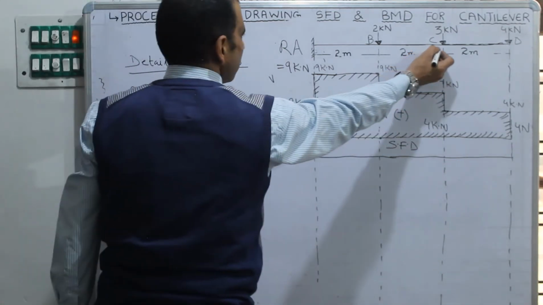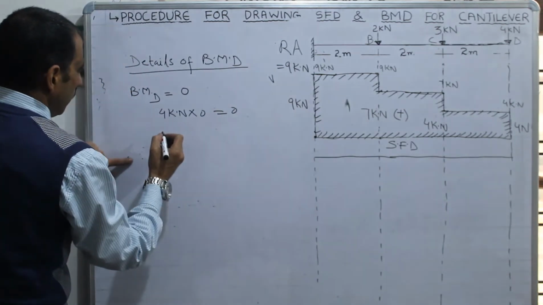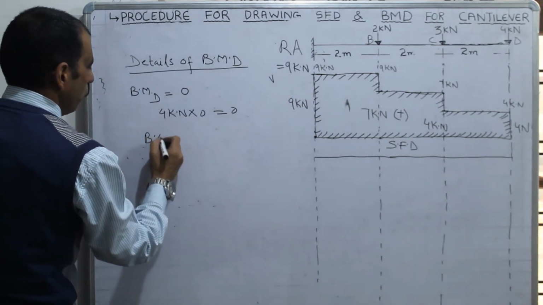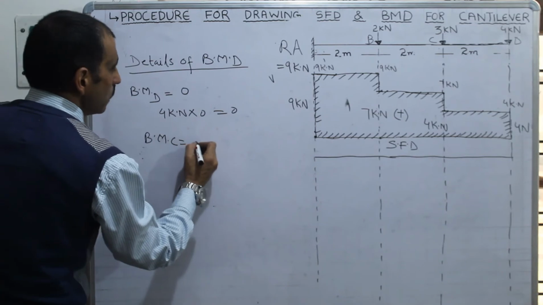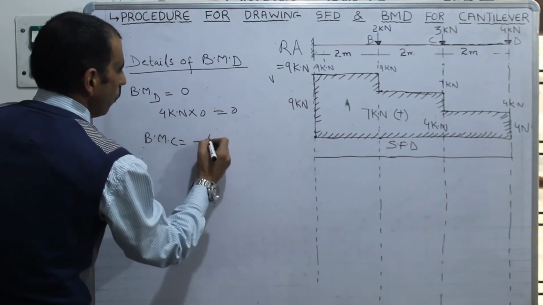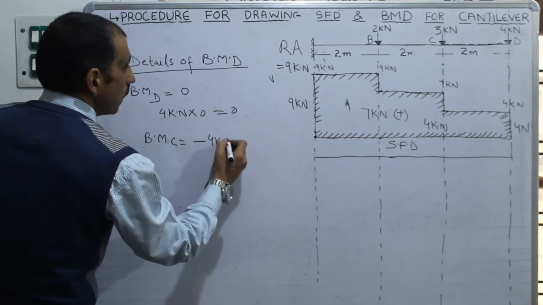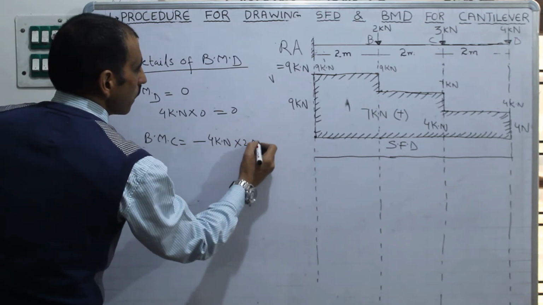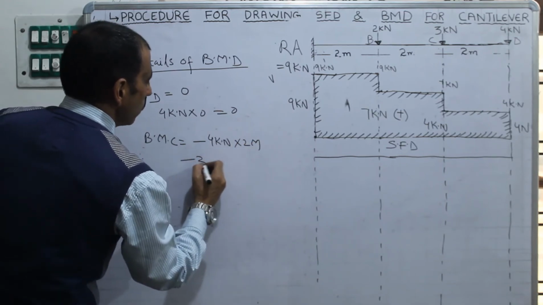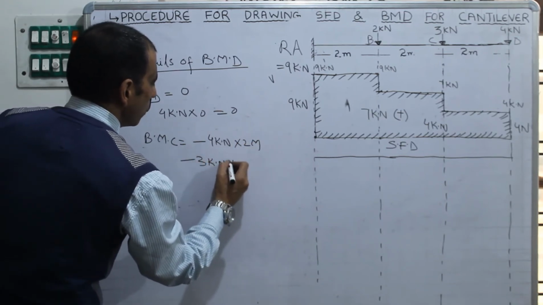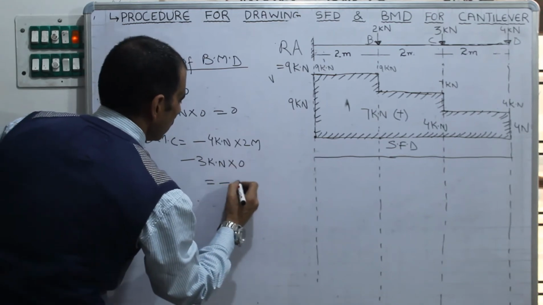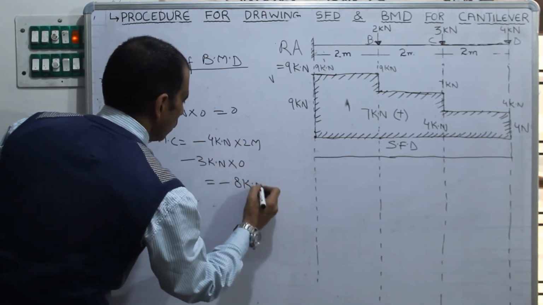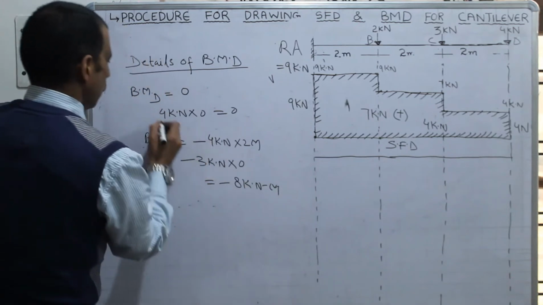Bending moment at C. Bending moment at C, that is minus 4 kilonewton into 2 meter minus 3 kilonewton into 0, it comes minus 8 kilonewton meter. This is also minus here.